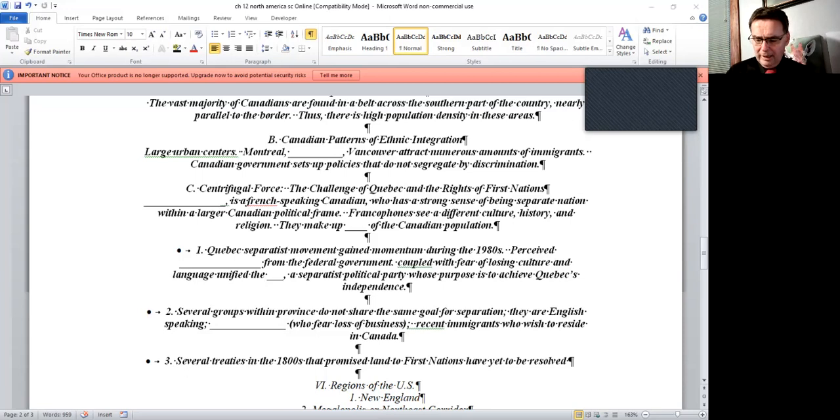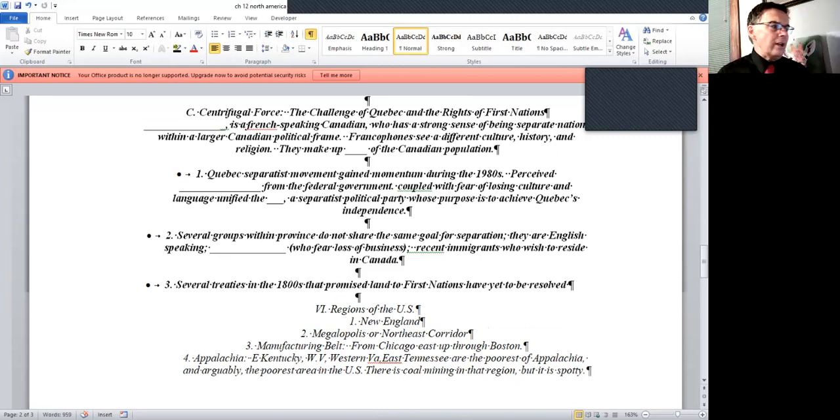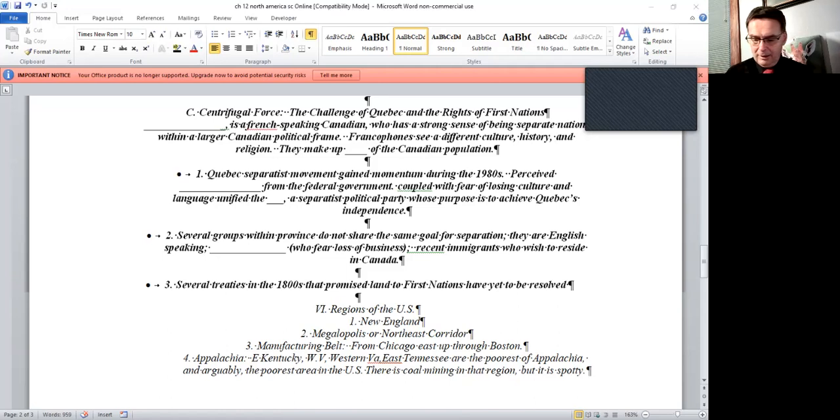So you have that issue there, and then you have several groups within Quebec that don't really share the same goals for separation. That's because they're English-speaking, business owners who fear loss of business, and recent immigrants who wish to reside in Canada, who are in Quebec. So they don't share the same sentiments. And then there are the First Nations, right?